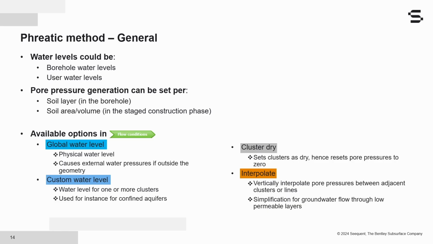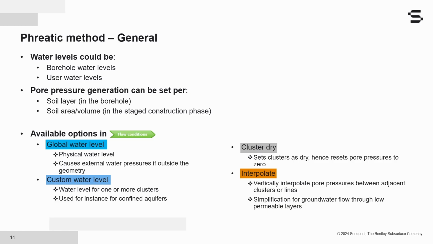So the dry clusters will behave as non-porous materials. This means that as a result, neither the initial nor the excess pore pressures will be taken into account, and also flow is not possible throughout that cluster.